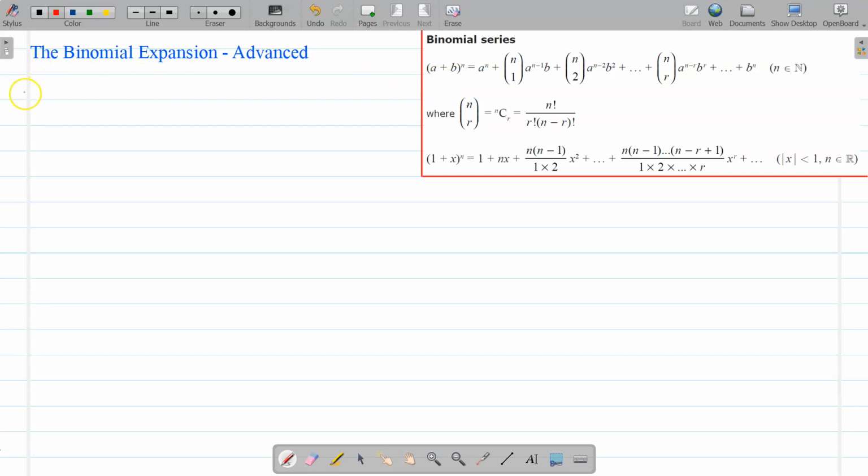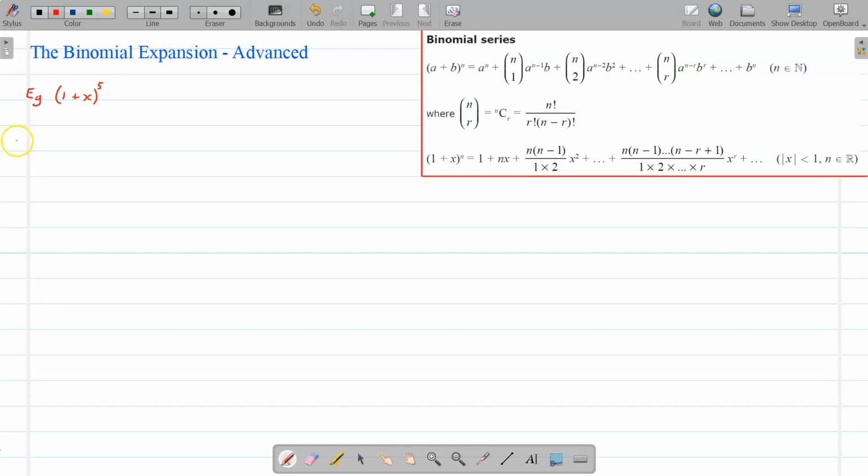to the power 5. Okay, so this is how I'm going to introduce this to you. So if we start with the expansion of 1 plus x to the power 5 using the method that you've already learnt about previously, which is this thing up here. Okay, so basically A is 1, B is x, and n is 5.